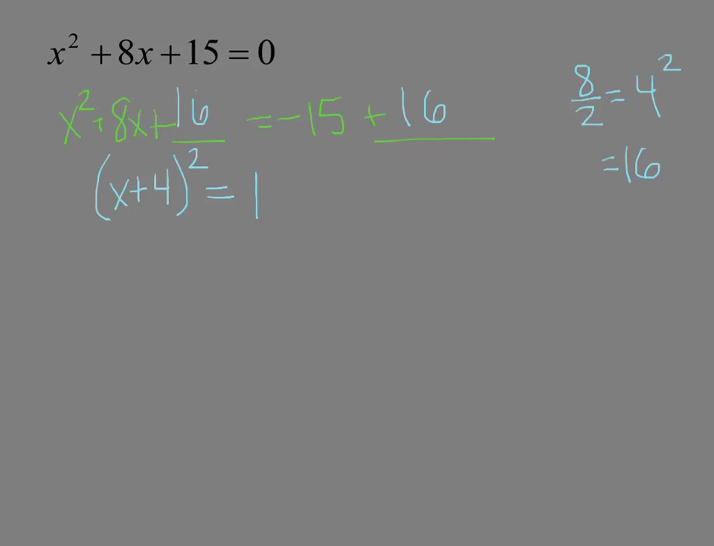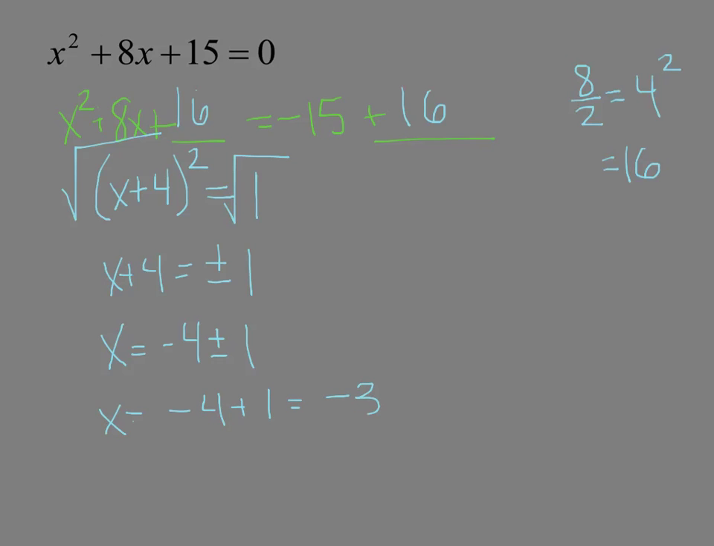Now to get rid of this squared, we're simply going to take the square root of both sides. So we're going to get x plus 4 equals the square root of 1, which is plus or minus 1. Then I isolate x, so I subtract 4. So I'm going to say negative 4 plus 1 is going to give me negative 3. And then I take negative 4 minus 1, and I get negative 5. So negative 3 and negative 5 are my final answers.